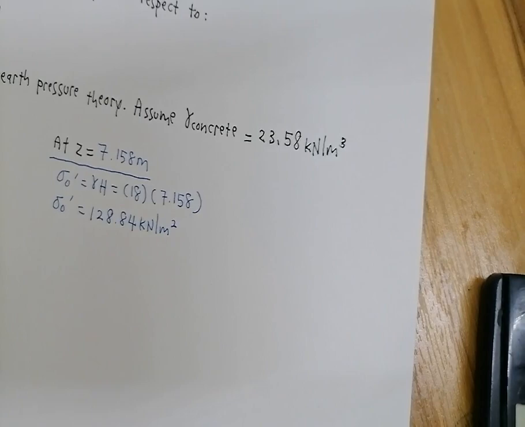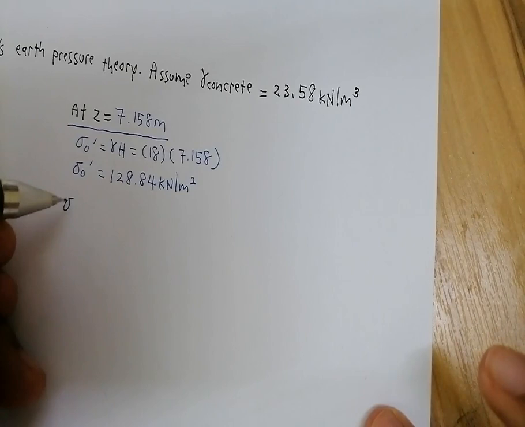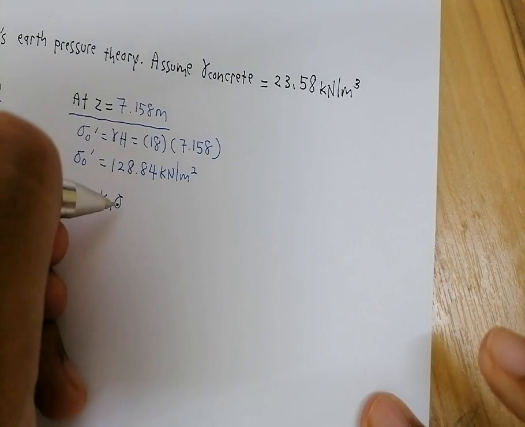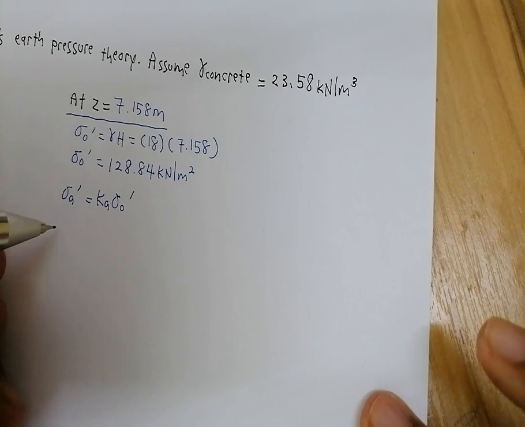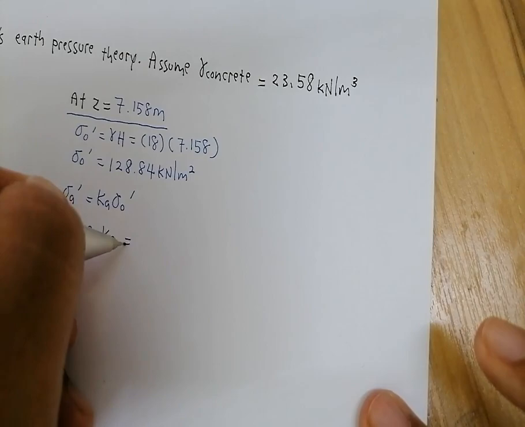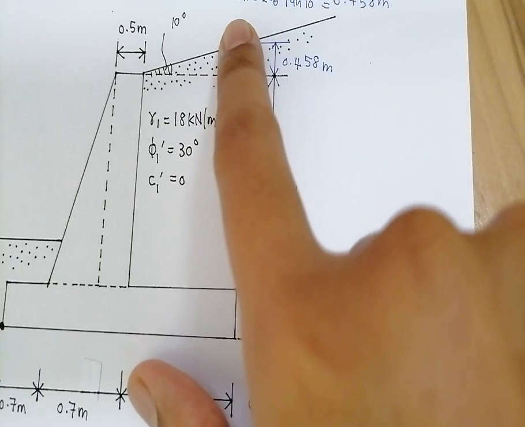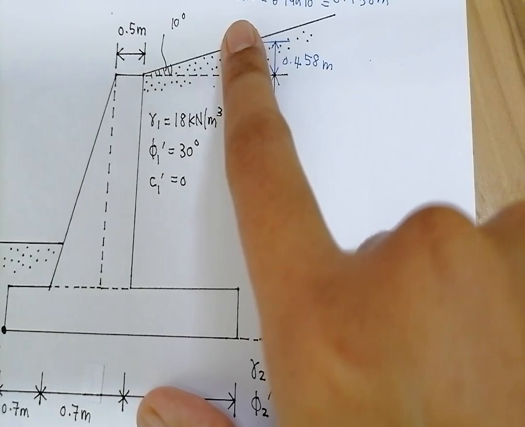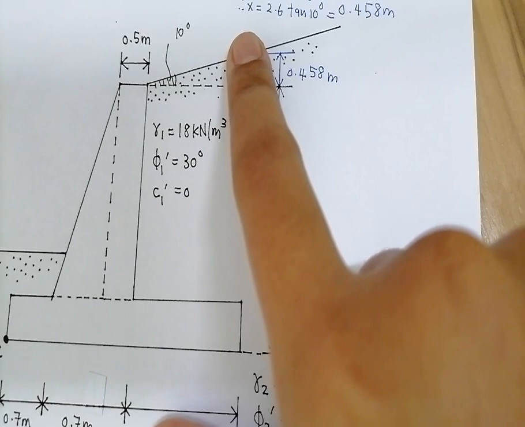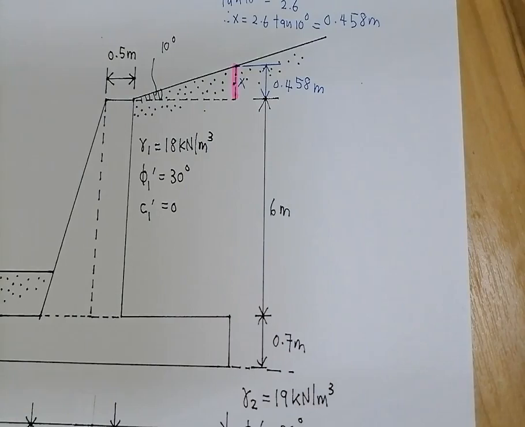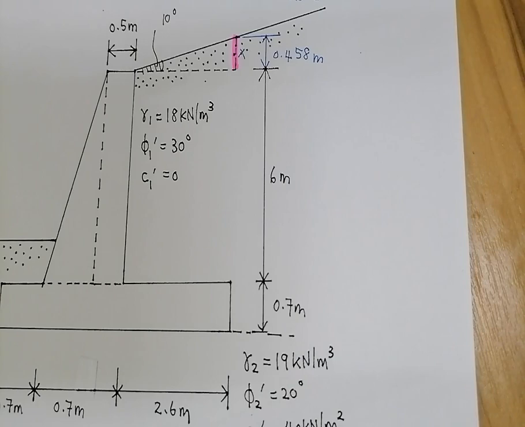Now we move on to Rankine's active earth pressure, equals Ka times vertical effective stress. How do we get Ka? Remember we have a sloping backfill. To obtain Ka for Rankine's earth pressure theory, you can use a formula, but it's a different formula from Coulomb's. Or you can use a table. Either way, you must get the same value of Ka. The table is Table 13.2, the one I gave you in PDF format. Please refer to that table.